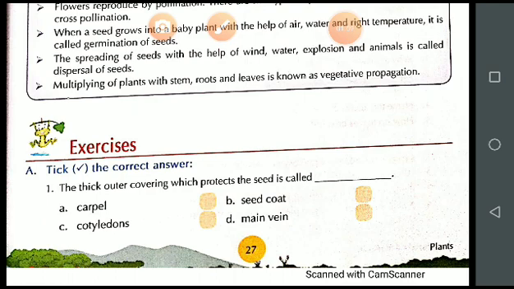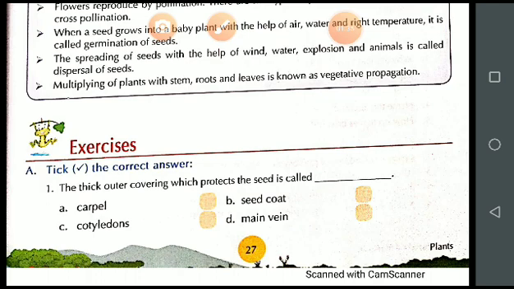Now today we will start the book exercises of the chapter, questions A, B and C. After that I will ask you a few one word questions. Now let's start with the book exercise, page number 27.